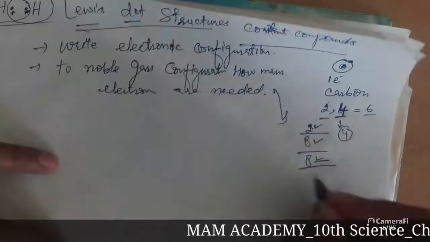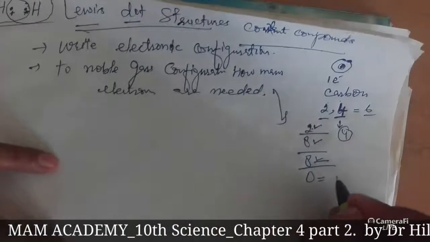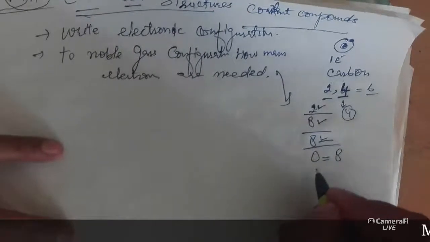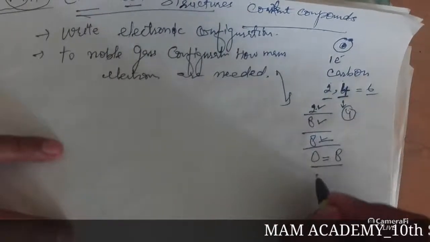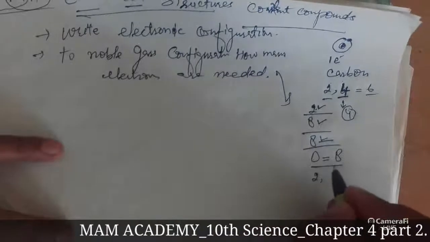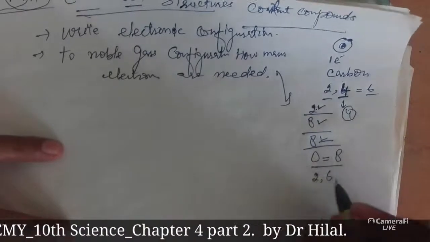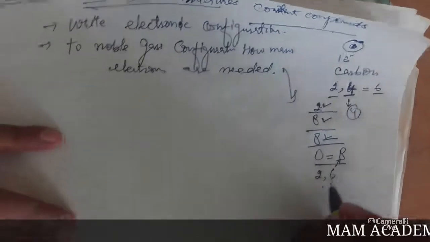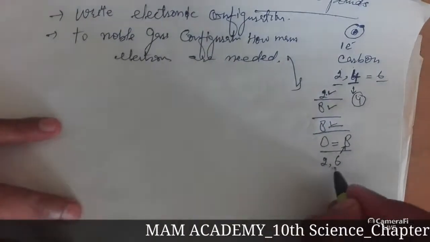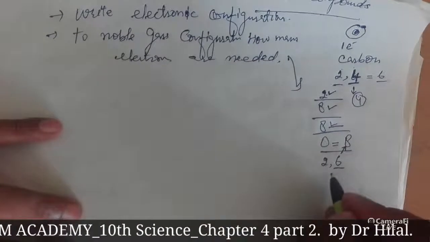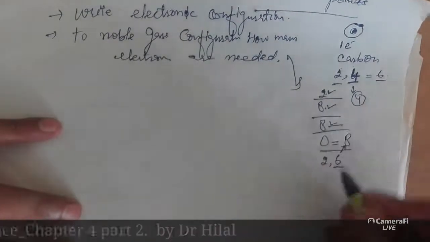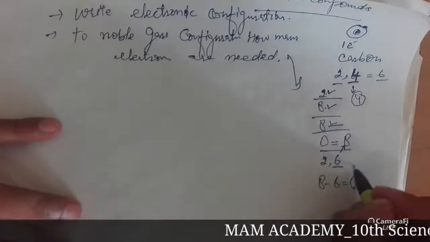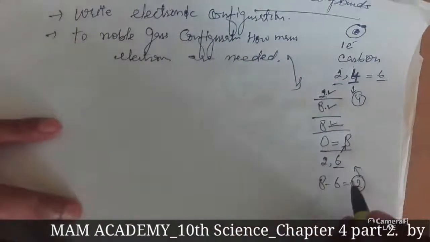For oxygen, suppose we are talking about oxygen, what is the atomic number? 8. So what is its electronic configuration? It is 2, because the first shell will always be occupied by 2 electrons, so the second shell is 6. 2 plus 6 equals 8. Now to attain the noble gas configuration, how many electrons are needed here? 8 minus 6 equals 2. So oxygen needs only 2 electrons to attain the noble gas configuration.